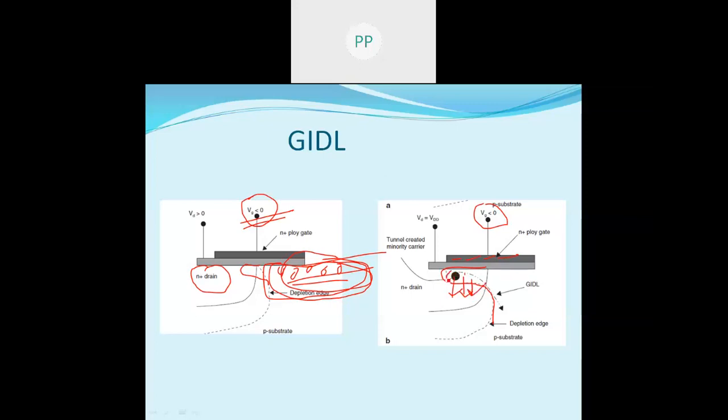So there will be a combined effect of higher P plus concentration in this region and the negative charge at the top of the gate, so that this kind of depletion region may be formed. This depletion region will further assist the band to band tunneling here, and that will give rise to the GIDL, gate induced drain leakage current, GIDL current, which becomes significant when the gate voltage becomes negative.